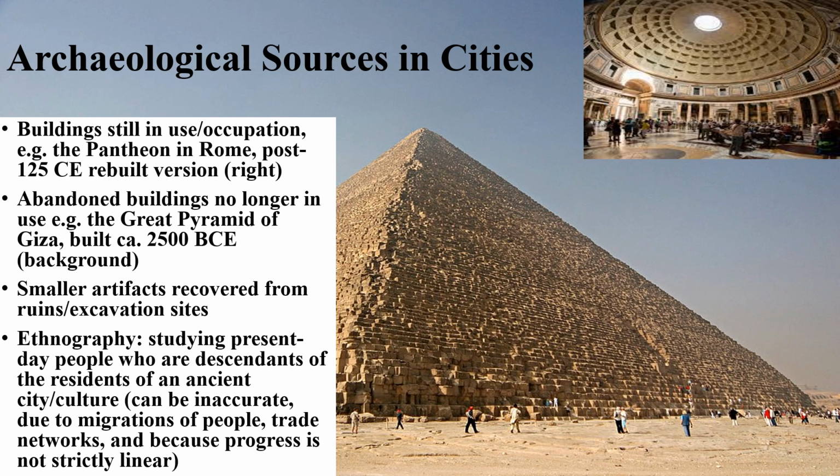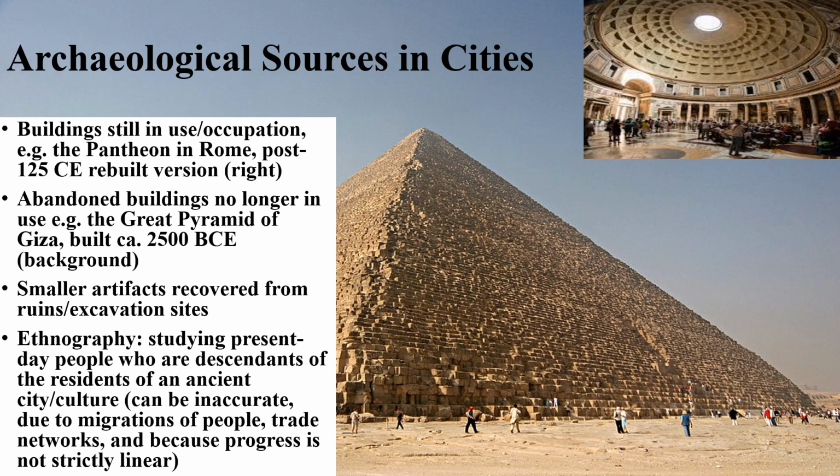Archaeologists also can use smaller artifacts recovered from ruins/excavation sites. These smaller artifacts can be things that the inhabitants of ancient cities want to preserve, like artwork, or it can be items that were used in their daily life that were not meant to be preserved, like pot shards, animal bones, broken tools, and much more.